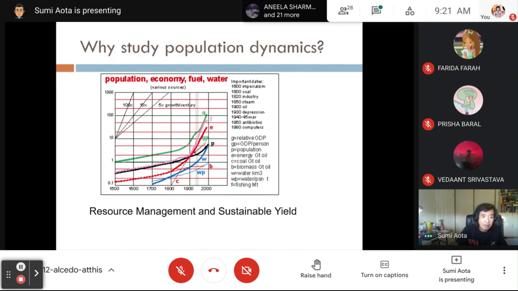Look at the rate that we use our resources compared to our population growth rate, right? Q. So that's G, right? Relative GDP is in green. F is fishing in pink. E is energy in gigatons of oil. And you can just see how we use resources much more quickly, even than our population increases.